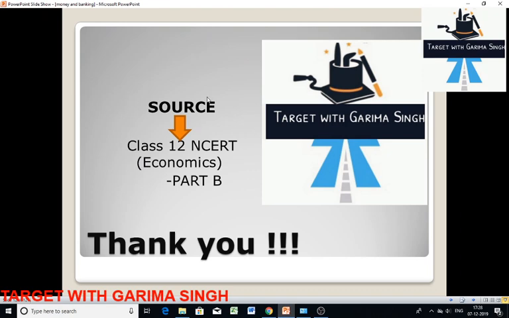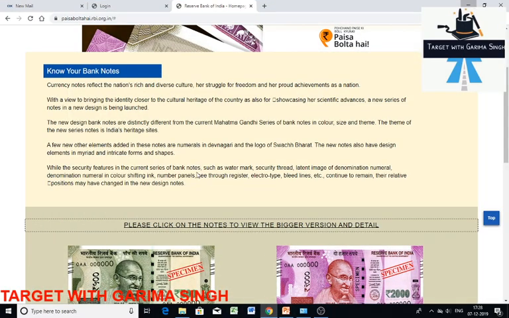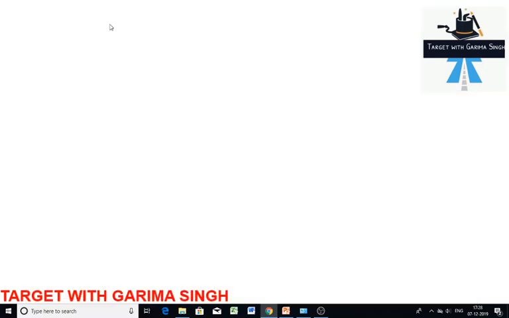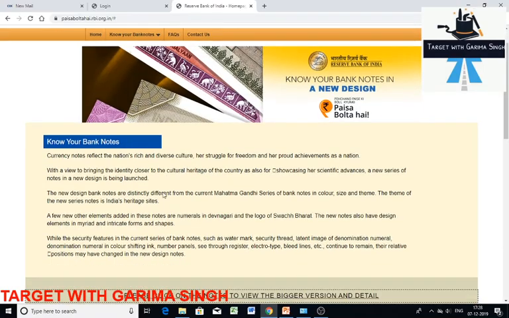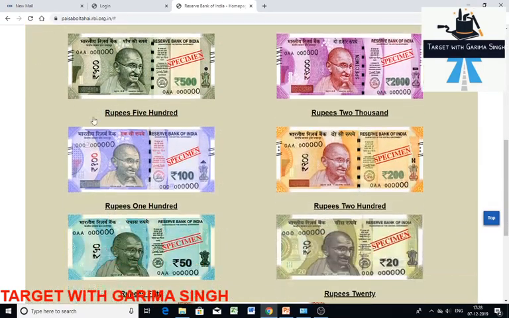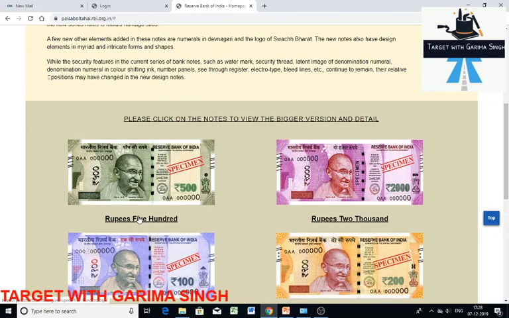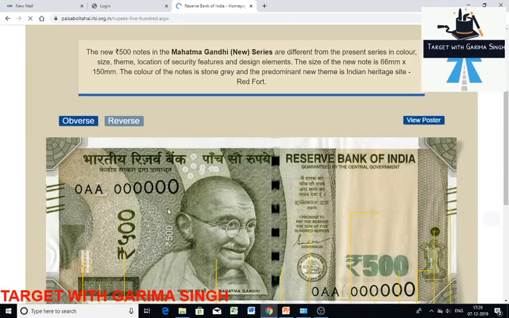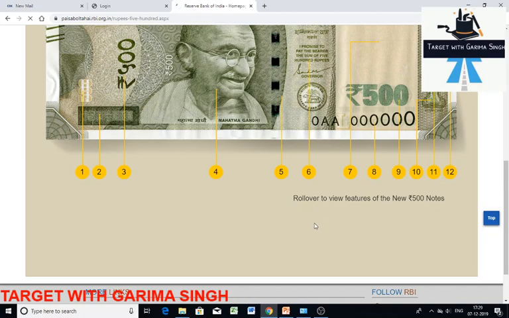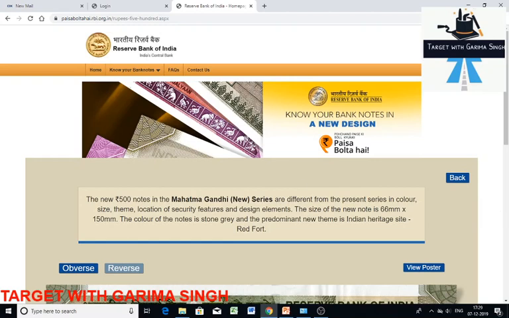That's all for today, but if you want to know more about money, you can just log on to this website paisaboltahai.rbi.org.in. Here you can know more about bank notes in brief. Just click and know more about notes and currency. Here it is briefly given what it includes and all. So do check out this website.